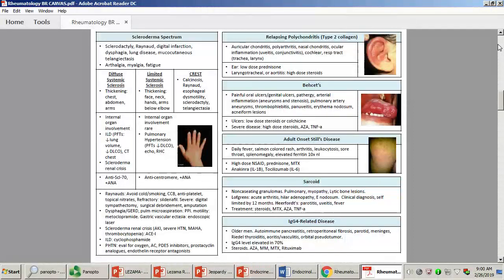So for dysphagia, you worry about micro-aspiration that you can get. PPI, of course, is the big thing. You can try your motility agents, like Reglan. Sorry, I'm not going to be able to say the actual word today. And you guys all know the efficacy of that. Not great. Gastric vascular ectasia is something that's commonly seen with that.